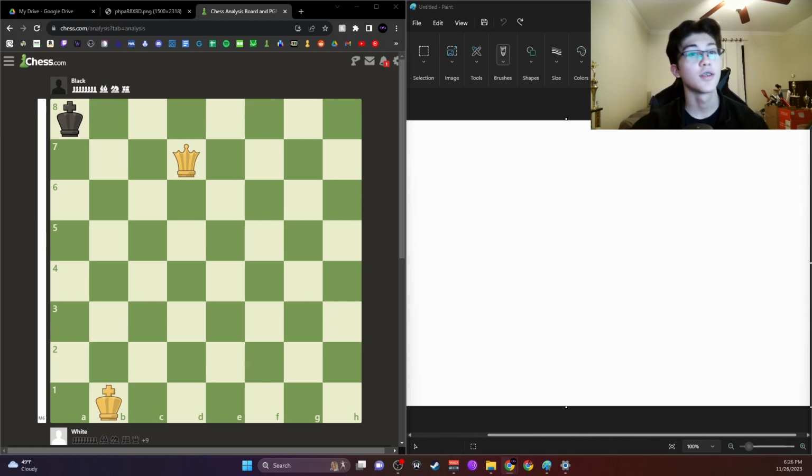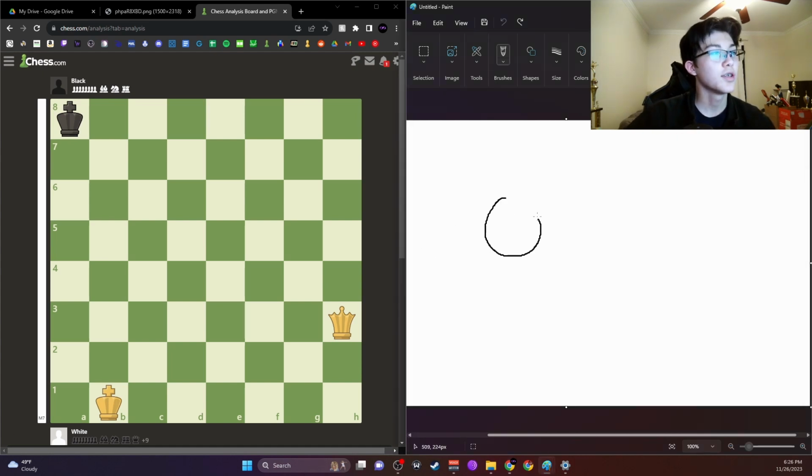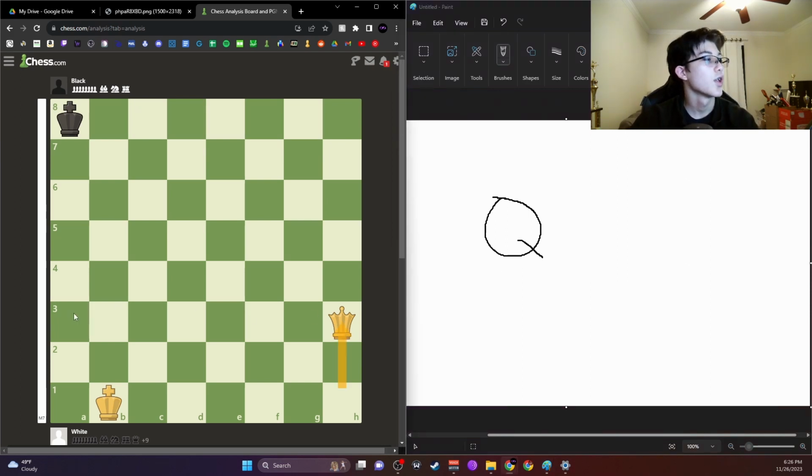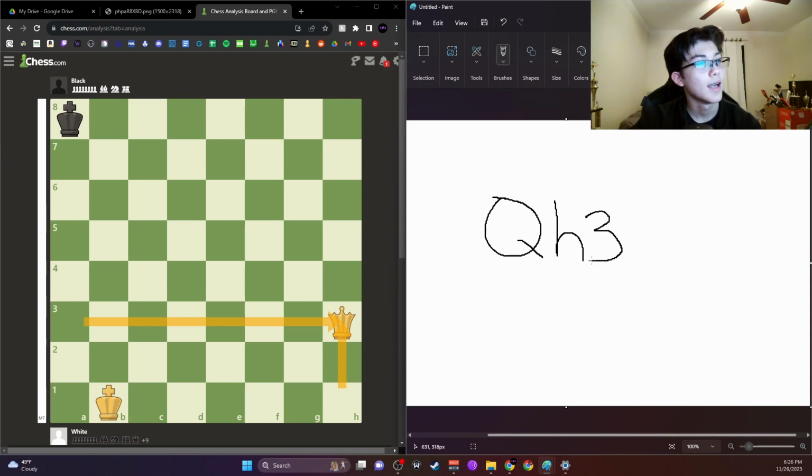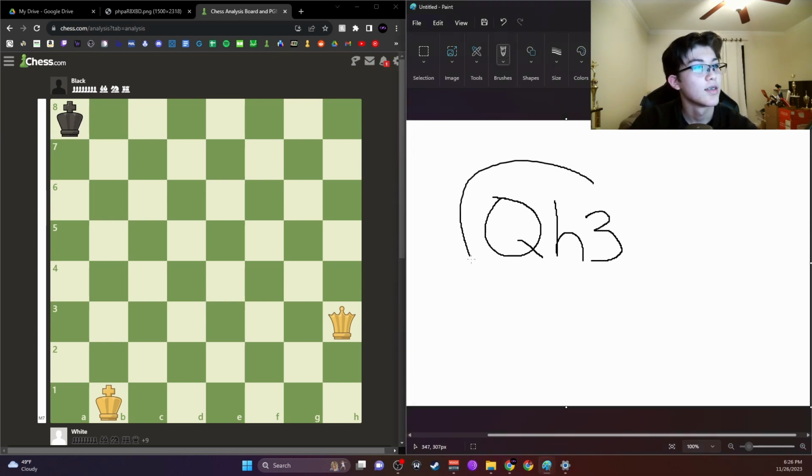Okay, next move is queen to h3, which is this move. So we have our queen, which is Q. It's not capturing anything, so we don't need the x. And it's moving to the h3 square. So we write h3. And it's not giving check, we're not checkmating, so we don't need the plus or the hashtag. And this is our final notation. Qh3, or queen goes to h3.